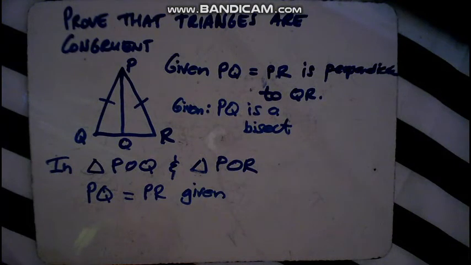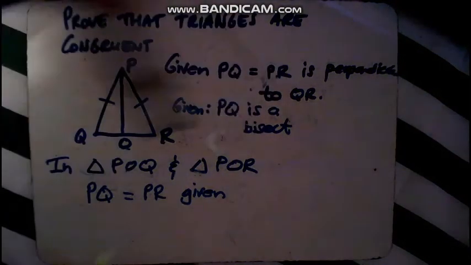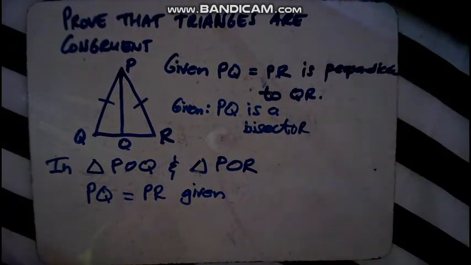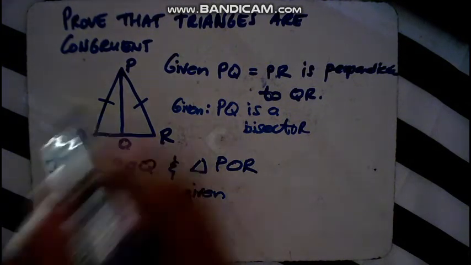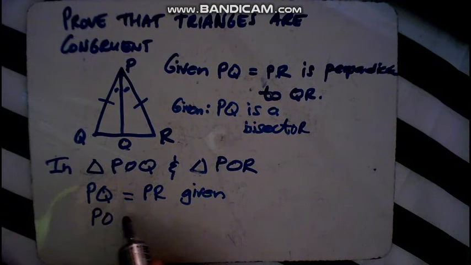Don't forget in this question we are also given that PQ is a bisector. I forgot to write it in. So PQ is a bisector, so that means it's cutting that angle exactly equal. So we also have one common side, so we can see that PO is common.